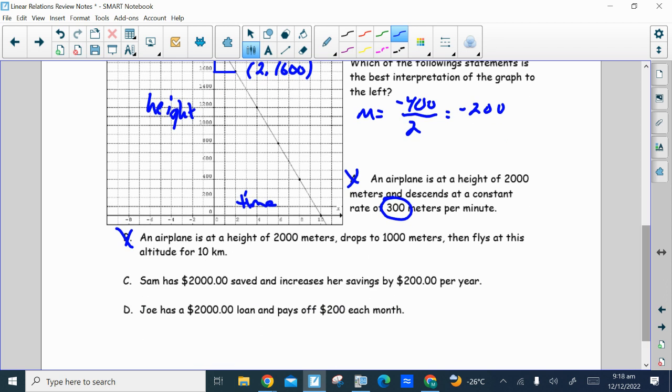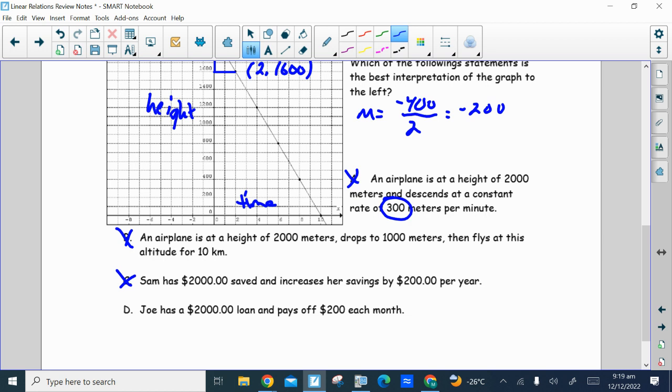So C is giving us a different scenario, talking about saving money. Sam has $2,000 saved and increases her savings by $200 per year. So the starting point is the same. The number for the rate of change is the same, but what's wrong with this? If it's increasing, that would be a positive slope. The line would be going upwards as you go left to right.